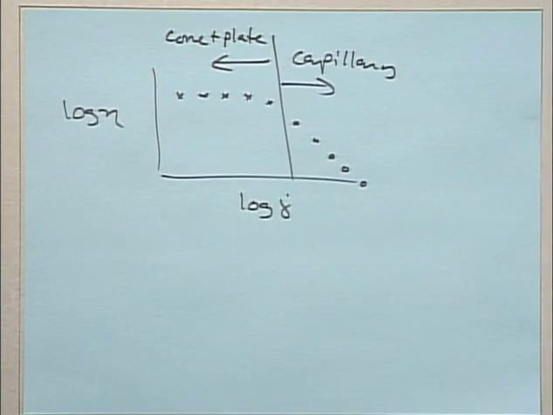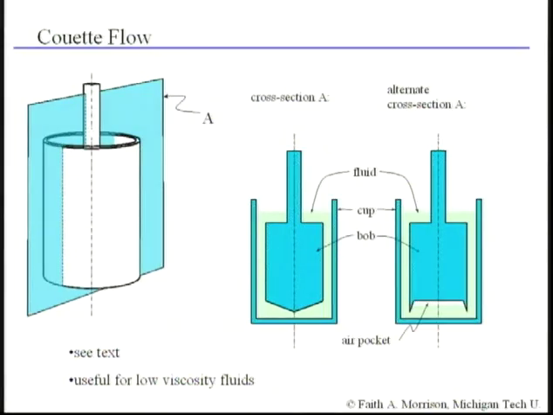There's one additional fairly common geometry, which is called couette flow or cup and bob flow. And maybe you've seen this on a Brookfield rheometer. This is where you have a cup for a very fluid type of fluid, something like water or an oil. And you would put the bob in the center and produce a flow in this gap here. So it's this gap where most of the stress is generated.